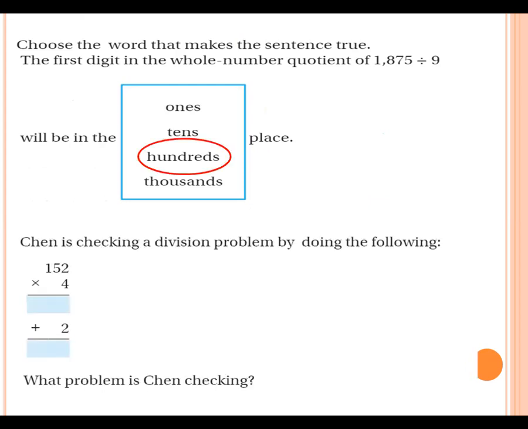Now question 3, Shen is checking a division problem by doing the following. He is multiplying the quotient with the divisor, he gets 608, then he is adding the remainder 2, he got 610, which is the dividend. Which problem is Shen checking? You can write 610 divided by 4, and the quotient is 152 and remainder is 2, or show the working also.